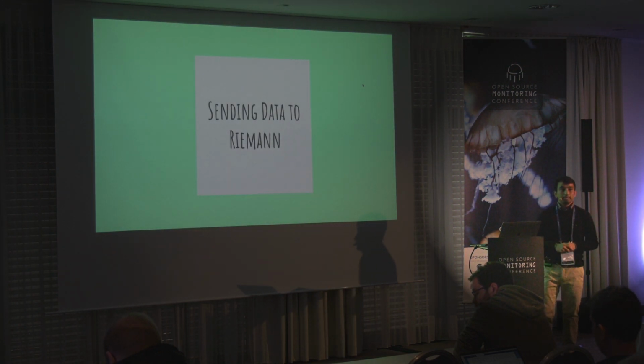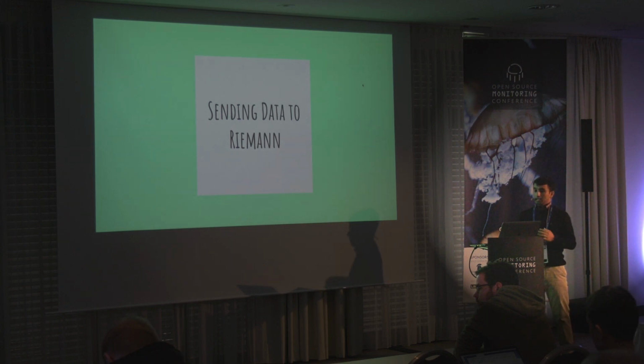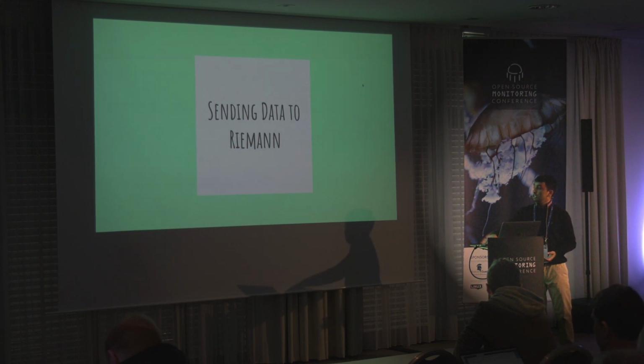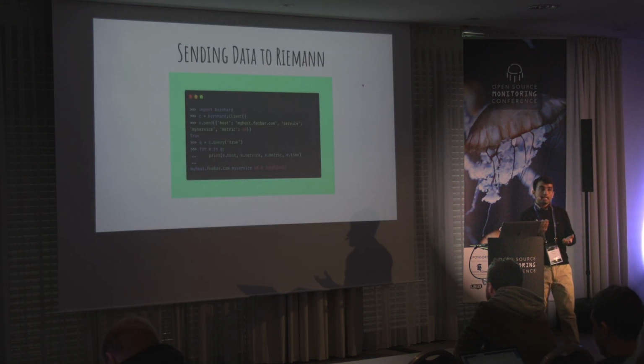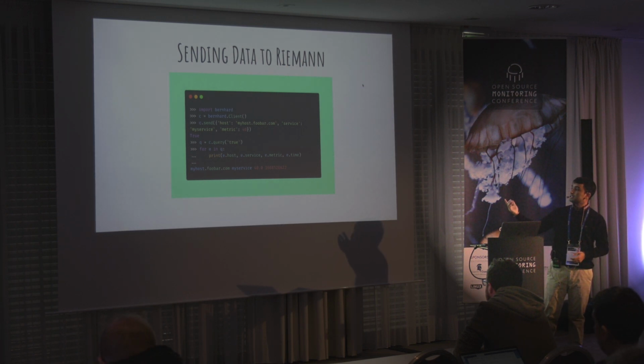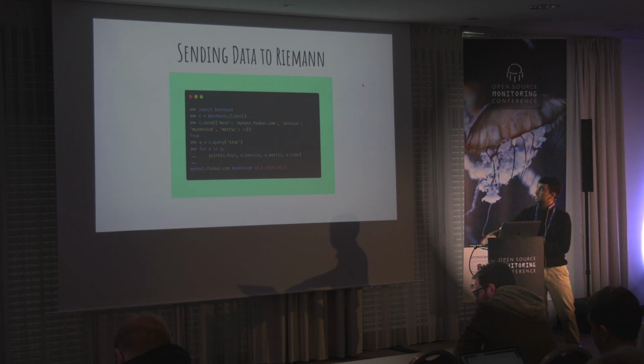Now that we have looked a bit at streams, let's look at how you can send data to Riemann. Riemann has per-language client libraries. You can use those client libraries directly within your applications. This is an example where the Python client library is sending an event to Riemann, and then we are using the client library to query the index and print the event.